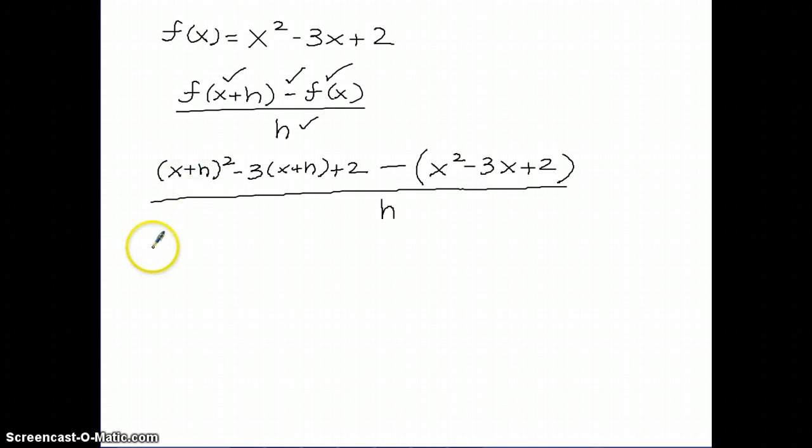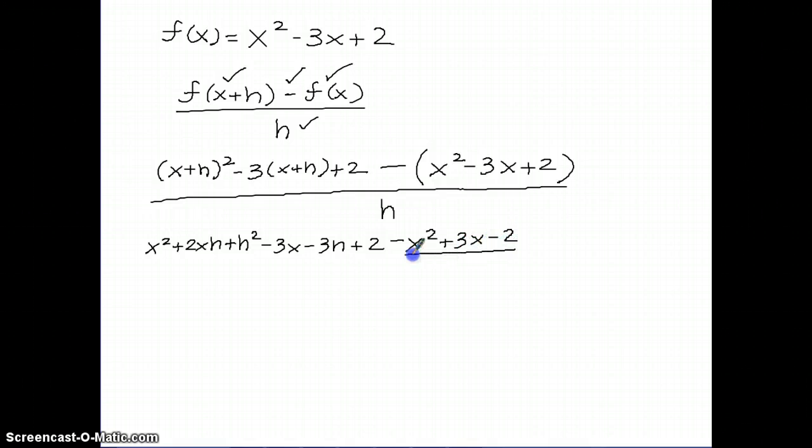Here I have to FOIL this. If I FOIL, I'm going to get x squared plus 2xh plus h squared. I'll distribute the negative 3, negative 3x minus 3h. I'll keep the positive 2. Then I'm going to distribute this negative to each one of these terms, negative x squared plus 3x minus 2, and that is all over h.